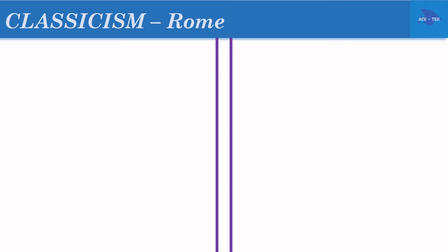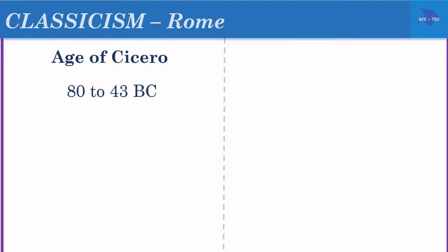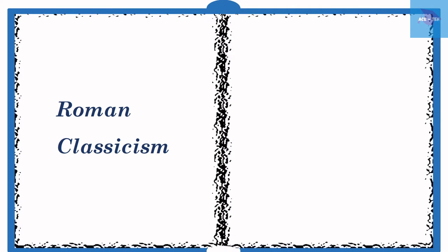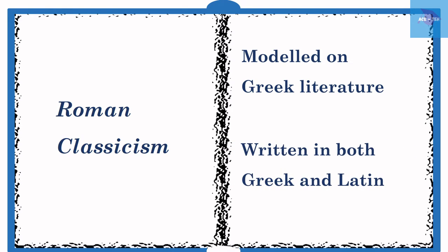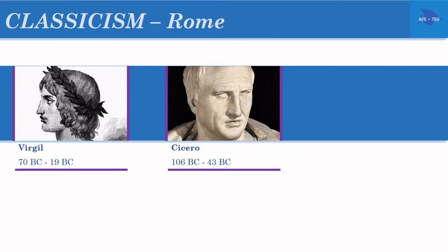Historians divide the classical movement in Rome into two periods: the age of Cicero from 80 to 43 BC and the age of Augustus from 37 BC to 14 AD. Greek literature was the model for Roman writings in prose, poetry, as well as drama, and the works themselves were often composed in both Greek and Latin. Virgil and Cicero are identified as the significant literary figures of the periods.